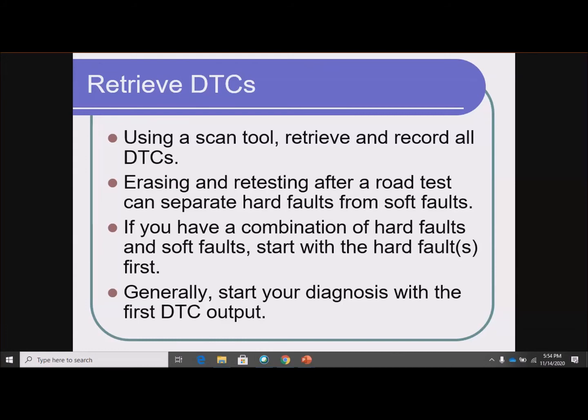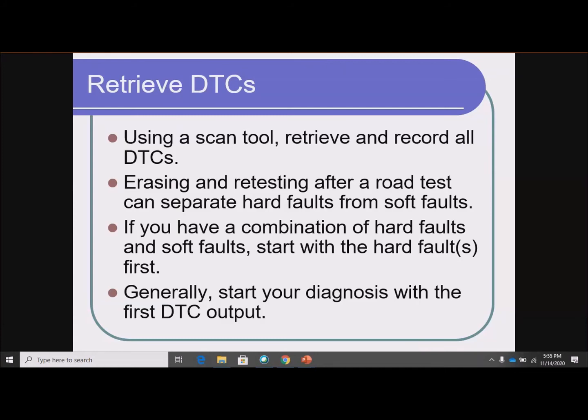I haven't really told you what a hard fault and a soft fault is. I spend more time on this in the spring semester, but here's a quick and dirty explanation. A hard fault, the problem exists right now. And a soft fault, the problem may be intermittent. So it set a code, but as you check the vehicle out, you may not find the problem to exist. Think of a loose wiring connection. You hit a bump, it flags a code, or it heats up and separates, and it gives a bad reading, flags a code. But when it's sitting in your shop and it's cool, the problem doesn't exist.